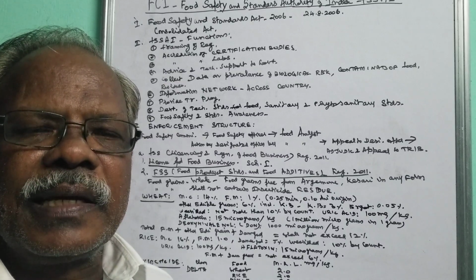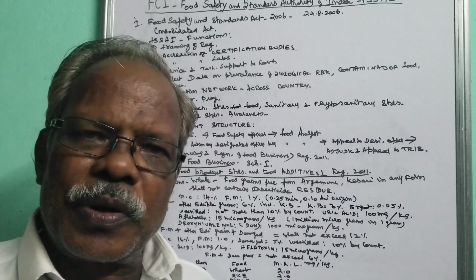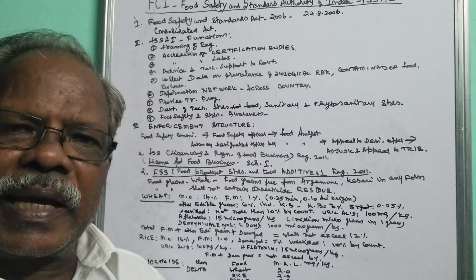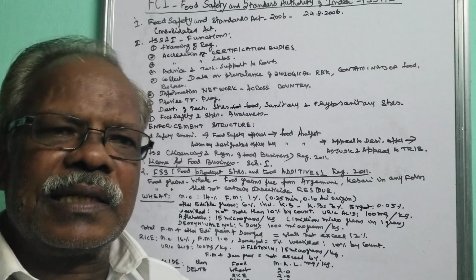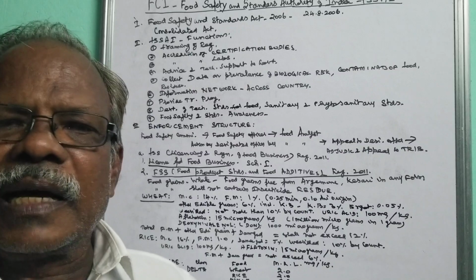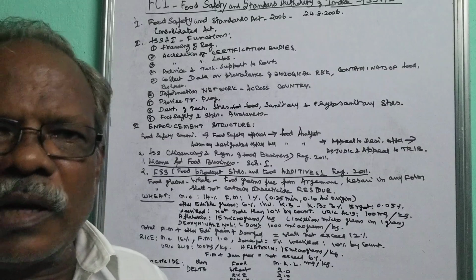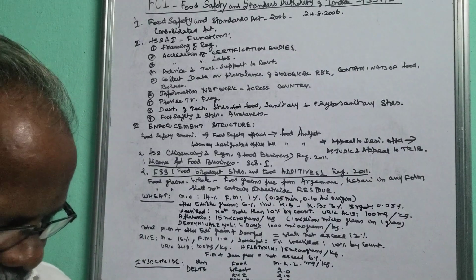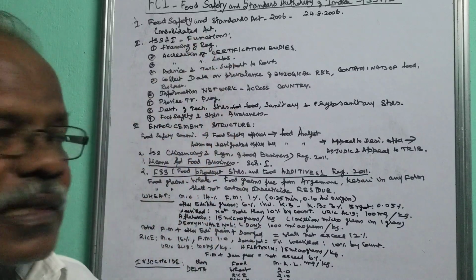Usually the act is a broad framework of the policy of food safety, and then there will be regulations, bylaws, rules and other things, which are called delegated legislation, which will be approved by the parliament afterwards. All these put together come under the Food Safety and Standards Act.